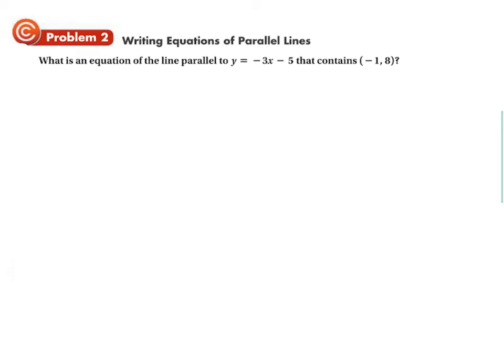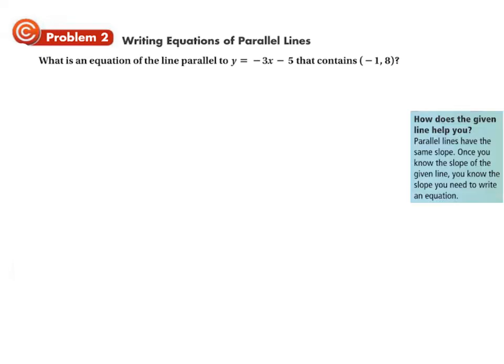In problem 2, they're asking us to write an equation for a line parallel to this line. What is the equation of the line parallel to this line containing this particular point? How does it help to know the equation of the other line? Well, parallel lines have the same slope. If this line has a slope of -3, then we want our line to have a slope of -3 as well.